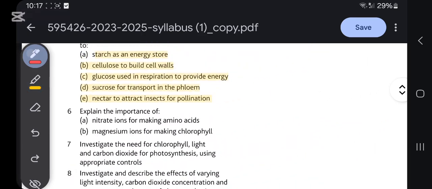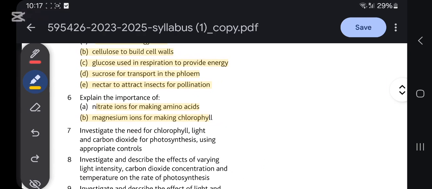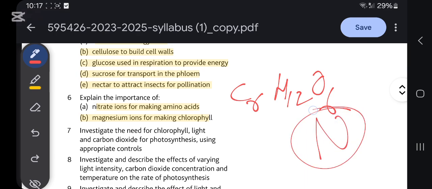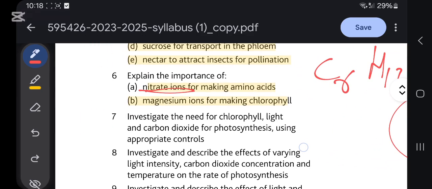Next, what is the importance of nitrate? Nitrate is used for making amino acids, and magnesium ions are used for making chlorophyll. Even glucose, C6H12O6, is used to make amino acids. But remember, amino acids will result in making proteins. Proteins also contain nitrogen, and that nitrogen they have to get from the nitrate ions in the soil. We will study in more detail in the nitrogen cycle how these nitrate ions come into the soil.